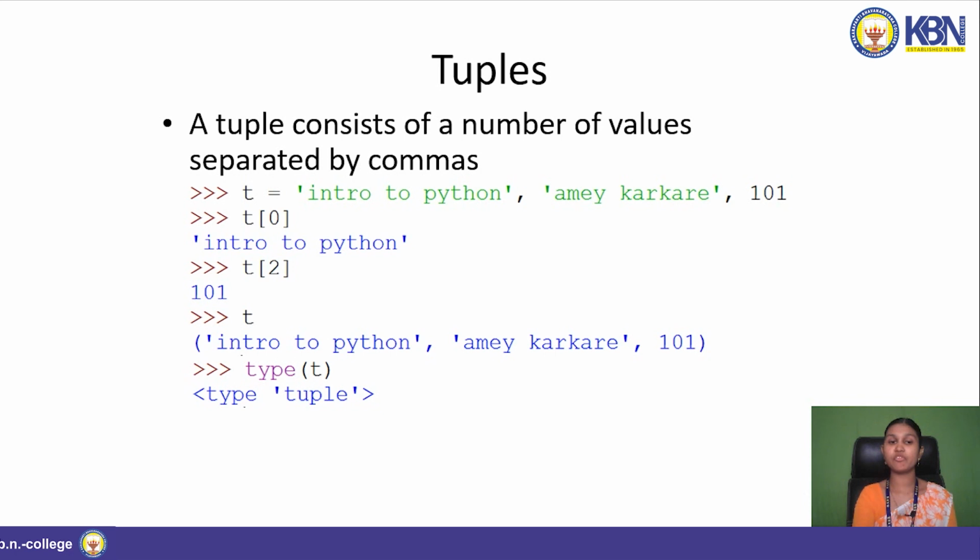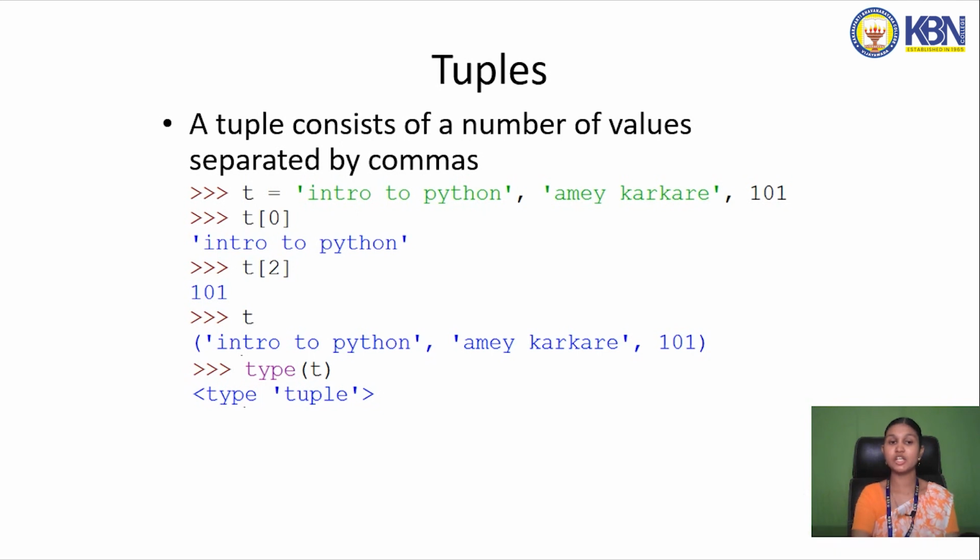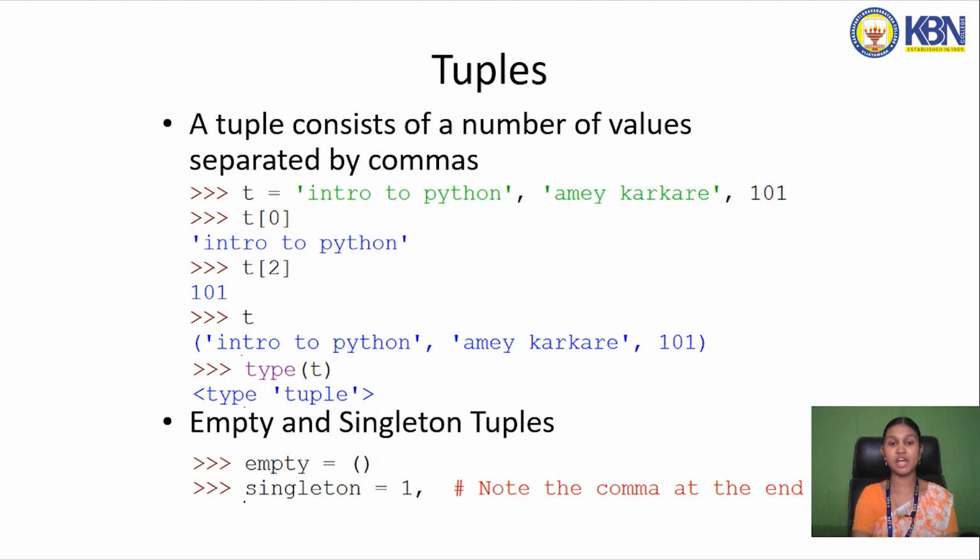But what is the type of t? We don't know the data type, so you have to find it out with the type function. The type of t will be displayed as tuple. In tuples we can use empty values and we can also use single values.